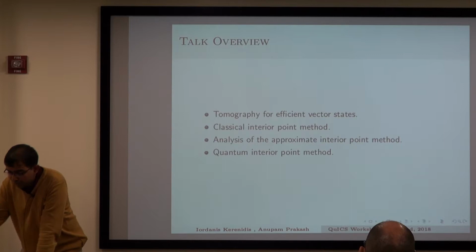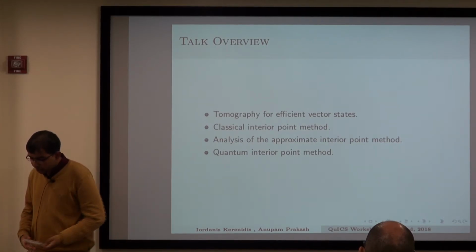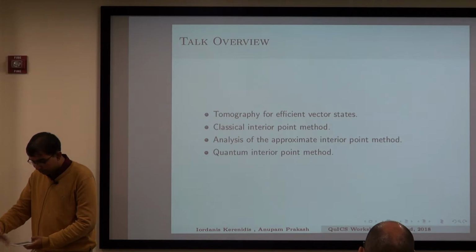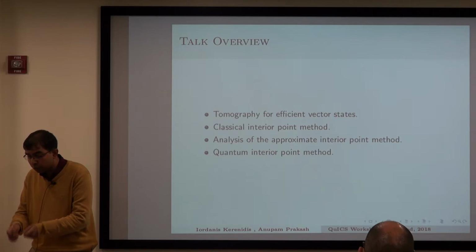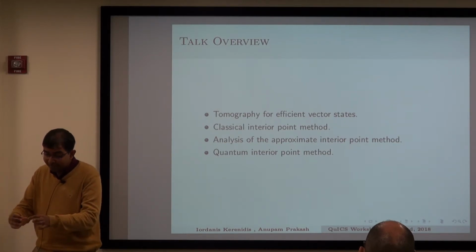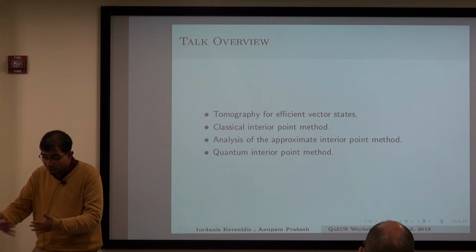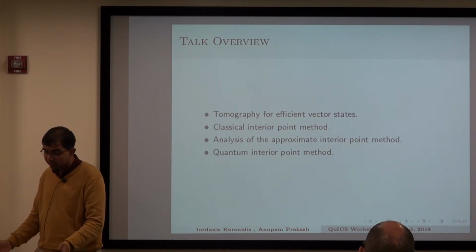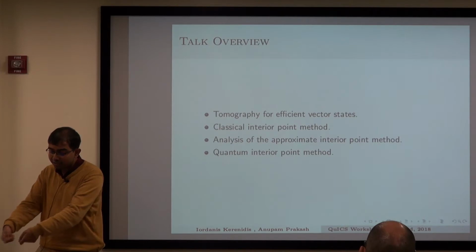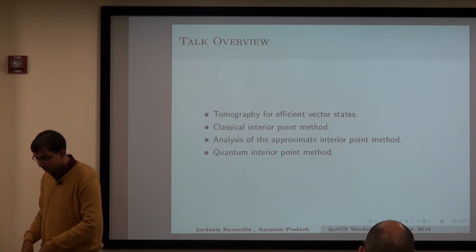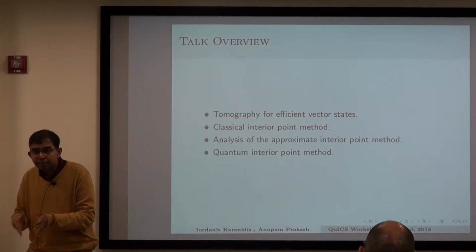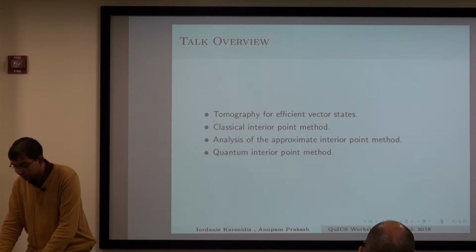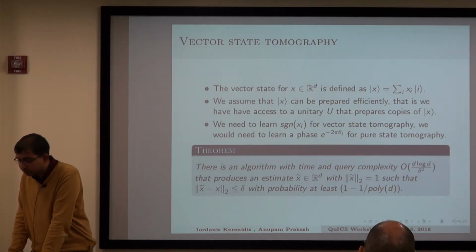Okay, so for the rest of the talk, let's see how much time I have. I'll try to sketch the technical parts and give you some intuition about it. I'll tell you how to do tomography in linear time. Then I'll say how the classical interior point method works and how its analysis needs to be extended to get the quantum interior point method. And then finally, I will say how we construct these Newton linear system solvers in the quantum setting. So let's look at tomography, which is sort of independent from the rest of the discussion, but it's a nice problem. The problem is vector state tomography.